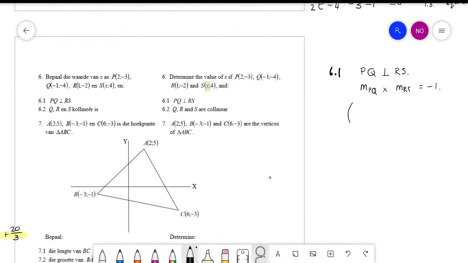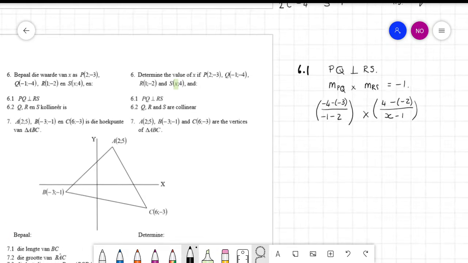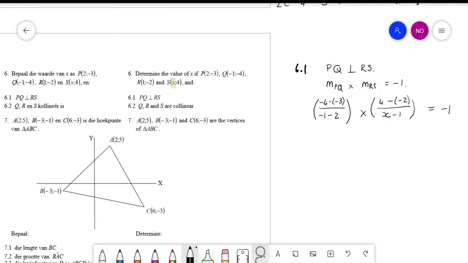Saying that the gradient of PQ, -4 minus -3 over -1 minus 2, times 4 minus -2 over x minus 1, must give us -1.